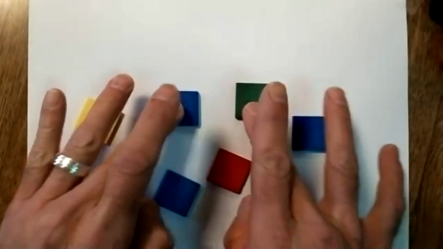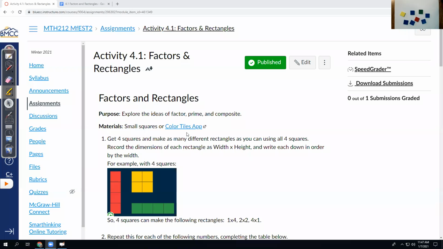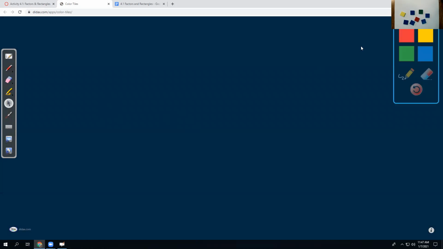So I have these squares, color squares, sometimes they're called color tiles. And alternatively, there's an app, if you don't have your own squares to play with at home, where you can drag the squares onto the screen to play with. And they kind of snap together when you mess around with them. And for this activity, color doesn't really matter. You could use the same color or different colors.